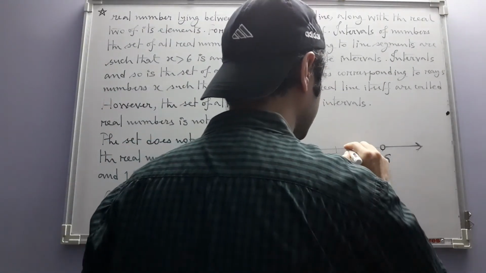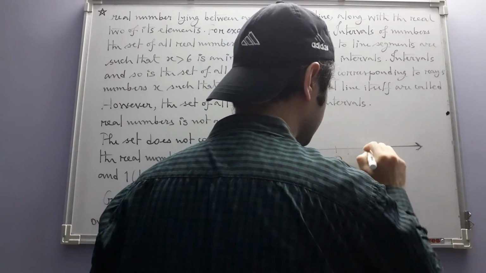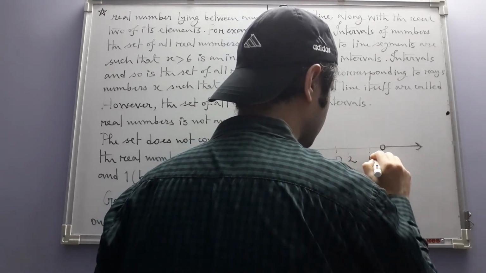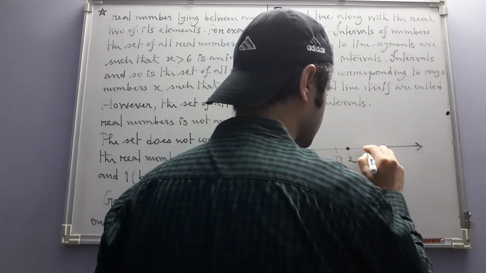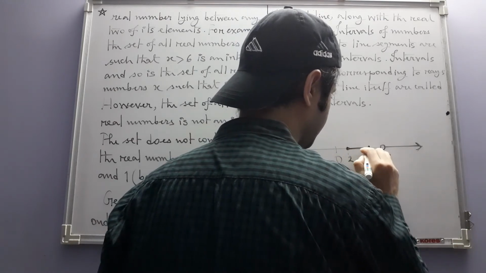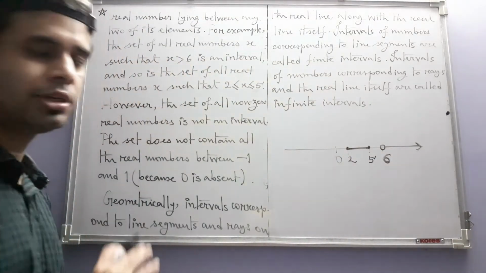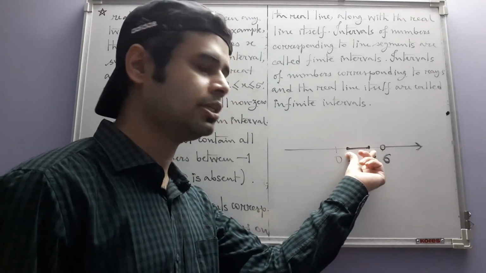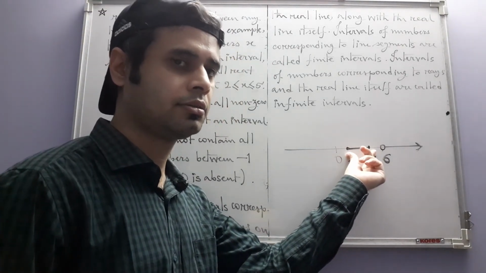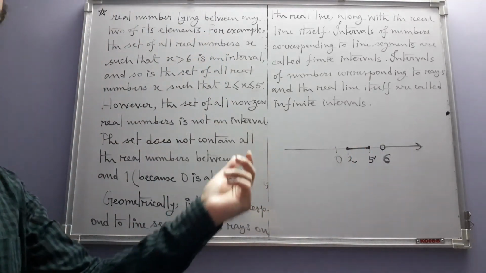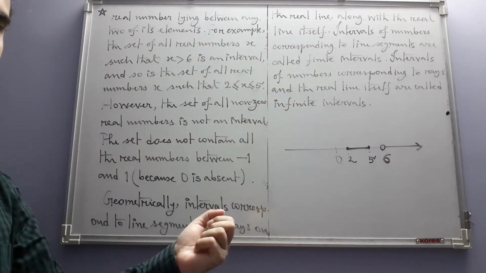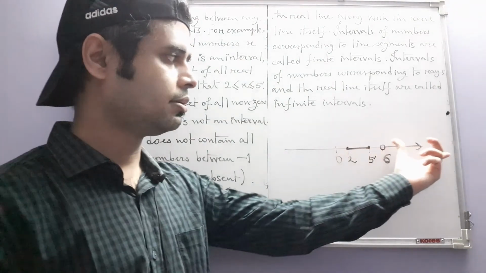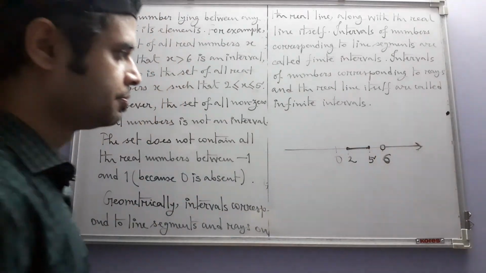As opposed to this, if you look at the set of all real numbers lying between 2 and 5, including 2 and 5, then geometrically that set corresponds to this line segment. So intervals corresponding to line segments are called finite in this sense, and rays are infinite.